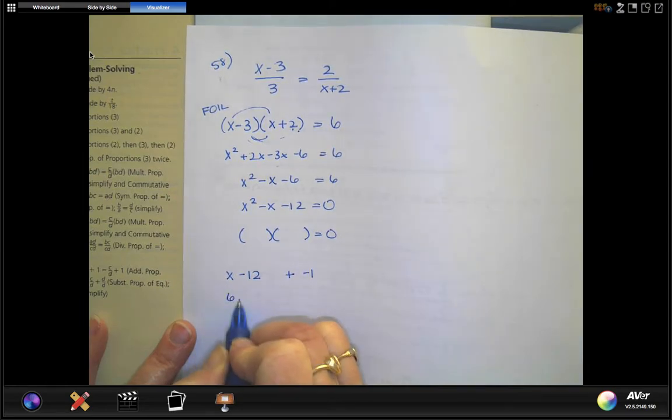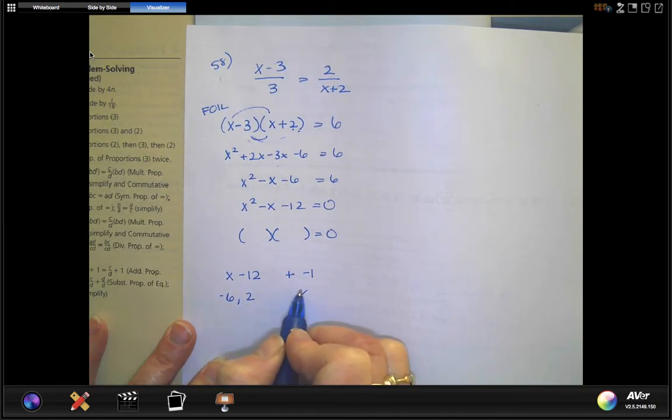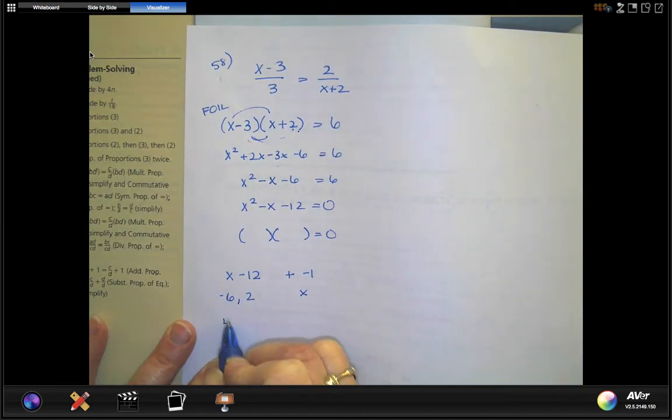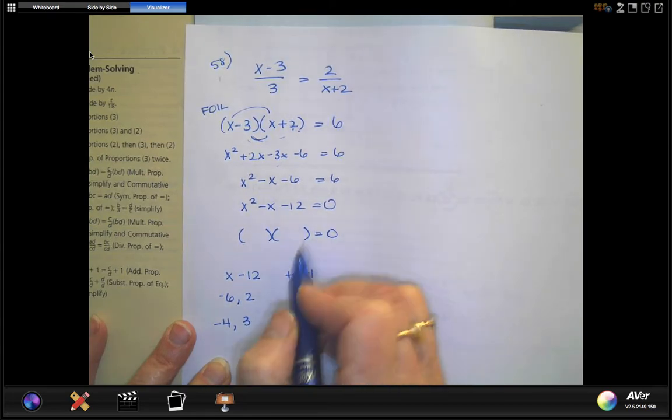So like negative 6 and 2, I can multiply those together to get negative 12, but if I add them together, I am not going to get negative 1. So 4 and 3, if I want negative 1, I've got to make this one bigger. So negative 4 times 3 would give me negative 12. Negative 4 plus 3 would give me negative 1. Okay, so this one works.